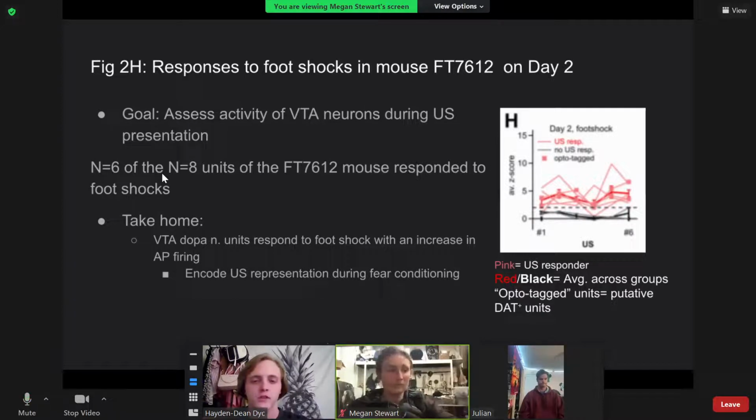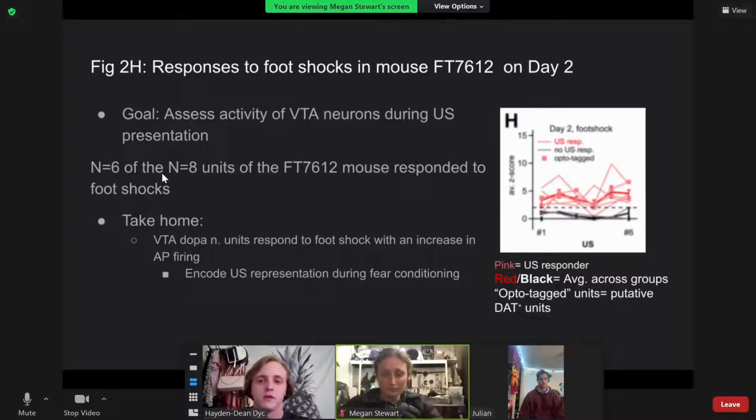And this just suggests that the VTA dopamine neurons encode the unconditioned stimulus representation during the fear conditioning. And this further suggests or supports the formation of fear memories from the VTA dopamine neurons.